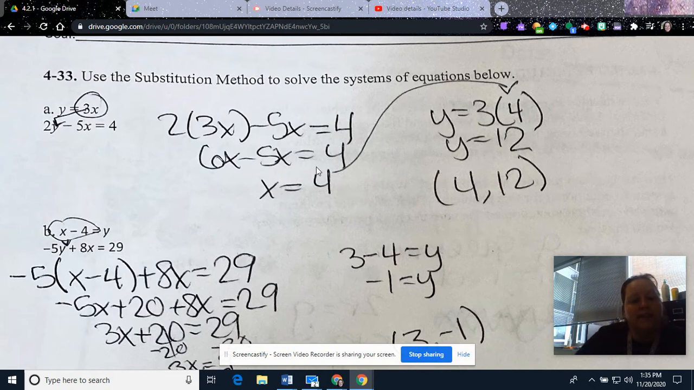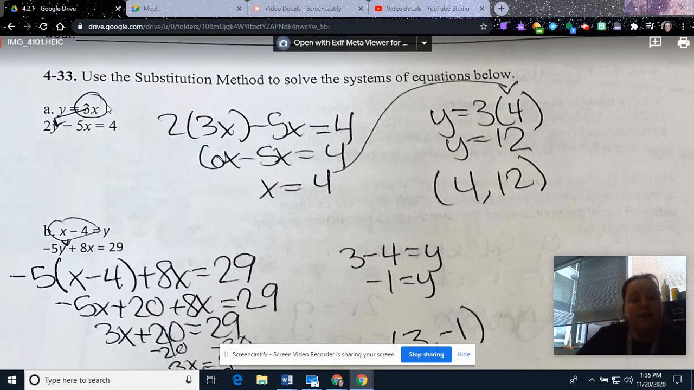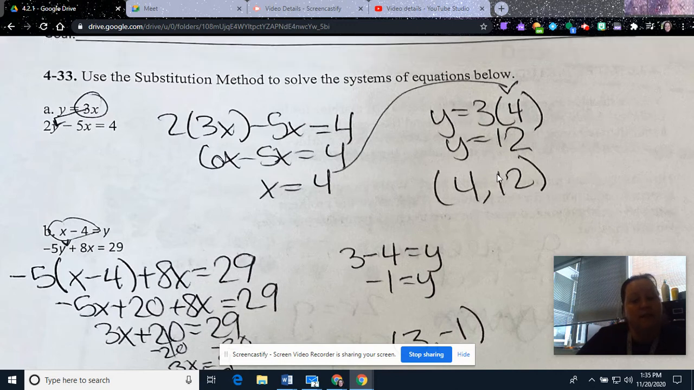Once you know what x is, you're going to plug it into one of these two equations to find out what y is. This one is definitely easier to plug it into. If y equals 3x, then that means y equals 3 times 4, which equals 12. So your ordered pair would be (4, 12).